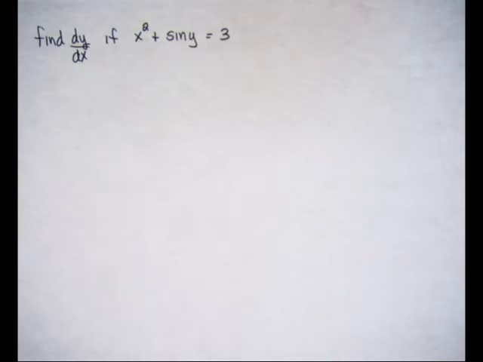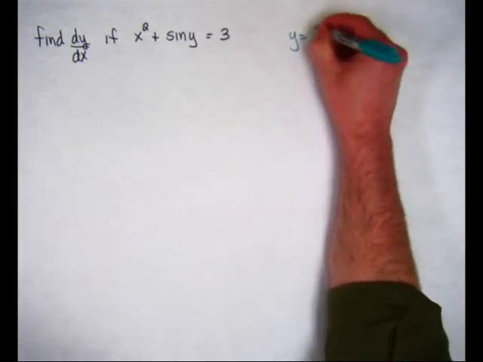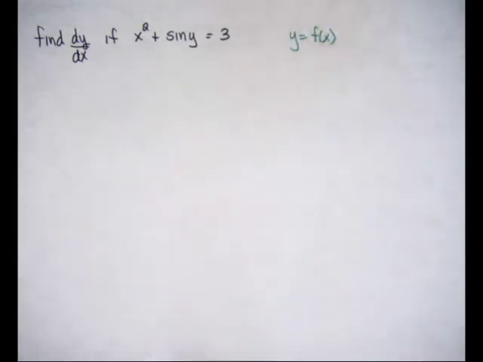What we have here is a function that you may recall is called implicit. The function is not y as a function of x. If you have y equals a function of x, it's called an explicit function. If the y is not isolated, it's called implicit.